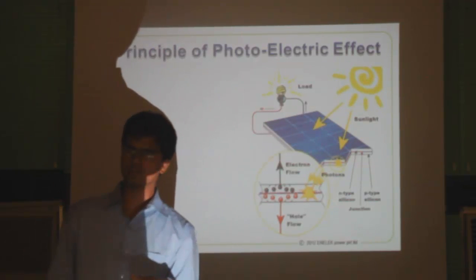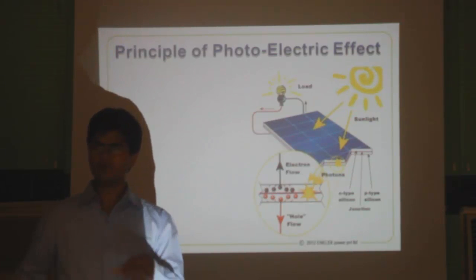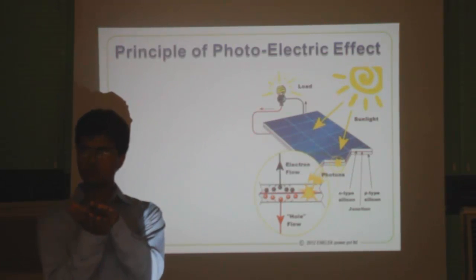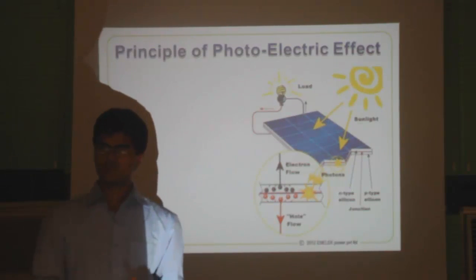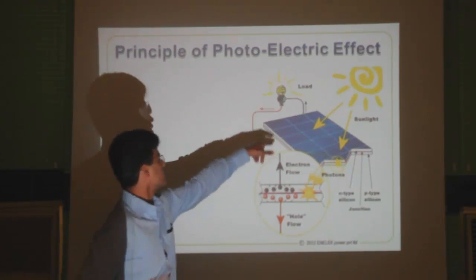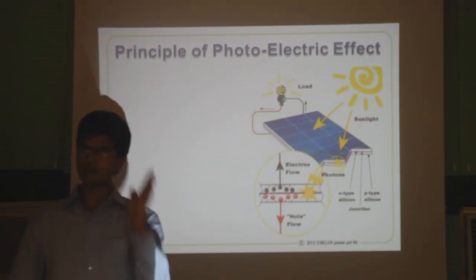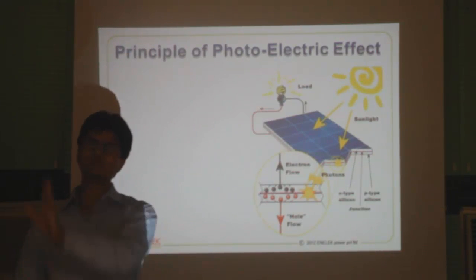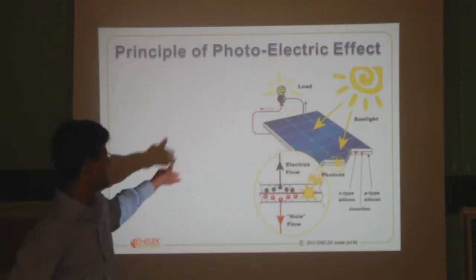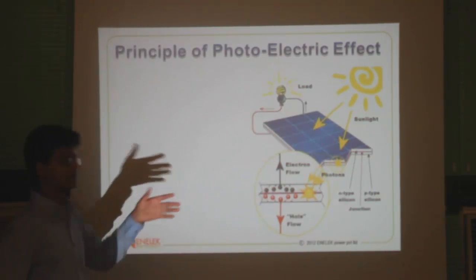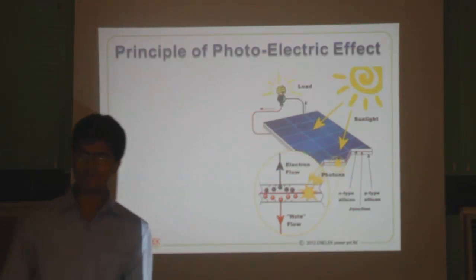Now, to get stable, the electron wants to come back. But because of the negative electric field of the depletion layer, it cannot come back directly. But when you connect a conducting wire, it provides an easy path. Right? If you connect a conducting wire, it provides an easy path, and the electron flows through that particular wire and comes back. Okay, so this is basically what happens in a PV panel.